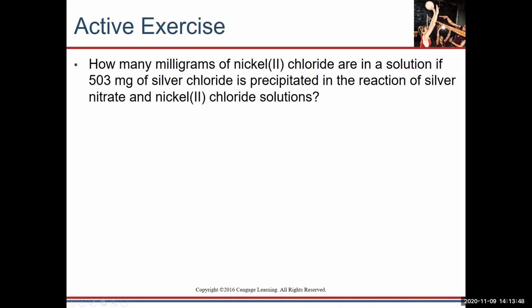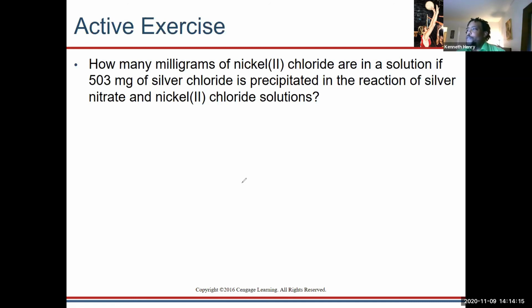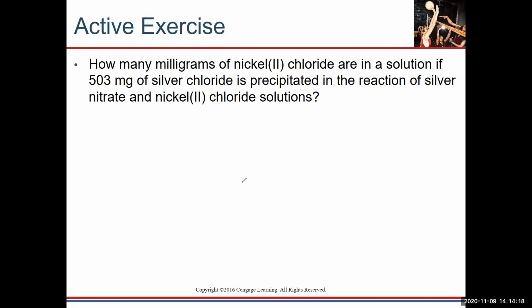Let me reread it. How many milligrams of nickel(II) chloride are in a solution if 503 milligrams of silver chloride is precipitated in the reaction of silver nitrate and nickel chloride solution? So we got to figure out the solution and balance it, or the chemical formula. Okay, so what is the chemical formula?